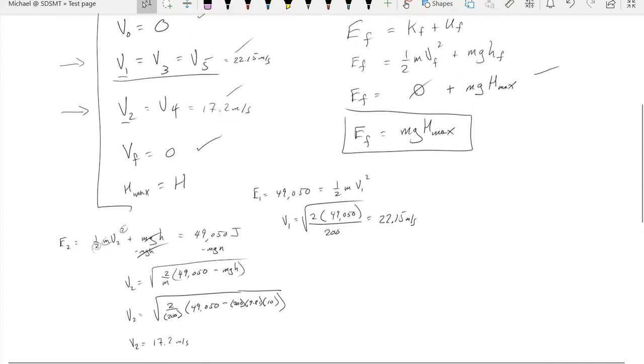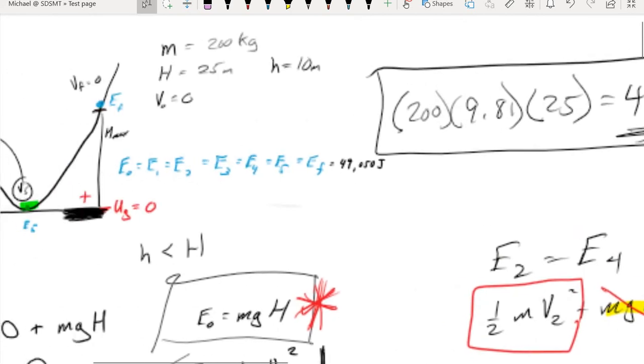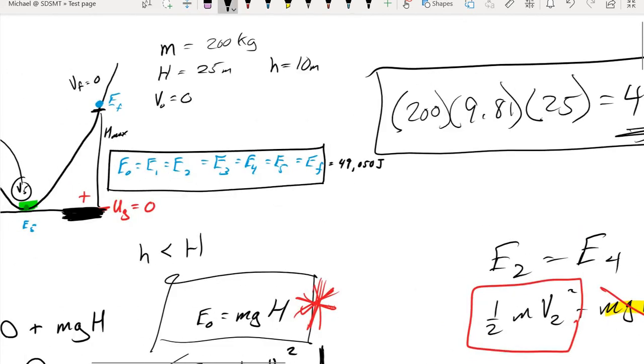Now, it became fairly easy to solve for this once we knew what the energy of the system was. Once we knew that we had the 49,050 joules, we were good to go. But is it possible to find some of these values without actually needing to know how much energy is in the system? In other words, is it enough to know just that this is a system of points that all have to have the same energy? Do we really need a numerical value for the energy? Or can we get away with just comparing energies at 2 points?